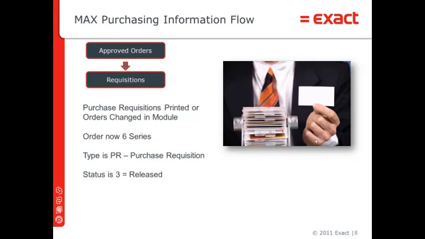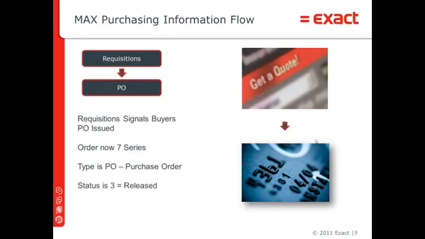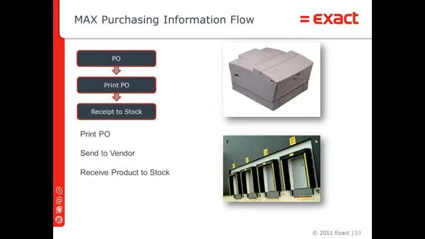The purchase requisition signals the purchasing department to review the sources of requested materials. The purchase department may then get quotes from the vendors to come to a final decision on a purchase. Once that is done, purchasing assigns purchase requisitions or planned orders to new or existing purchase orders. Purchase orders in Max are 7 series orders with a type of PO and a status of 3 released. Next, they print the purchase orders and send these to the vendor.